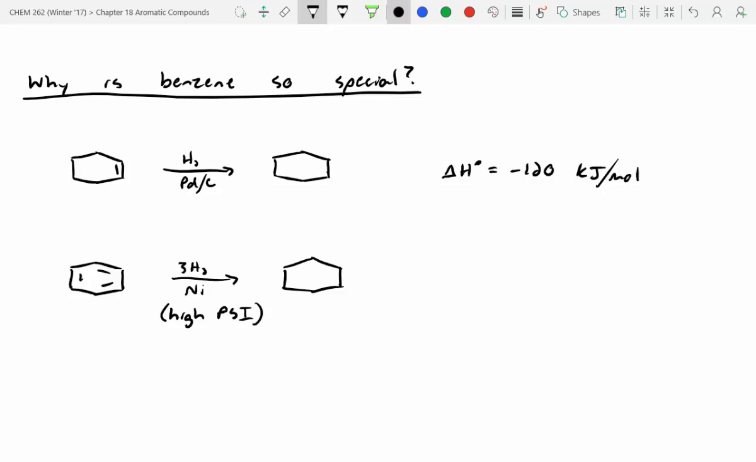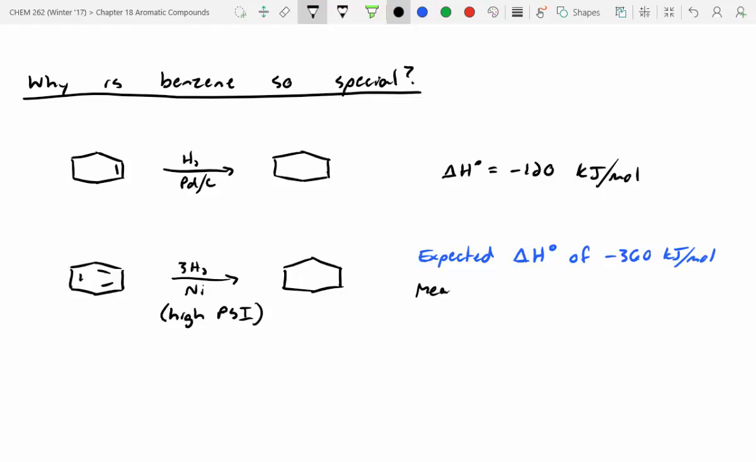And what do you think the anticipated delta H naught was when the people were first looking at this? They probably think it's -360. Yeah, -360, right? One alkene multiplied by 3. So you'd say expected delta H naught of -360 kilojoules per mole.